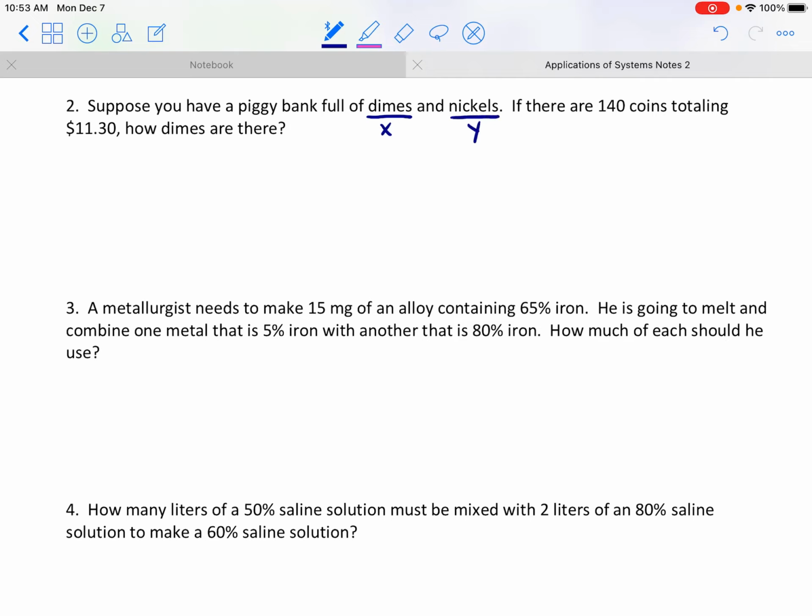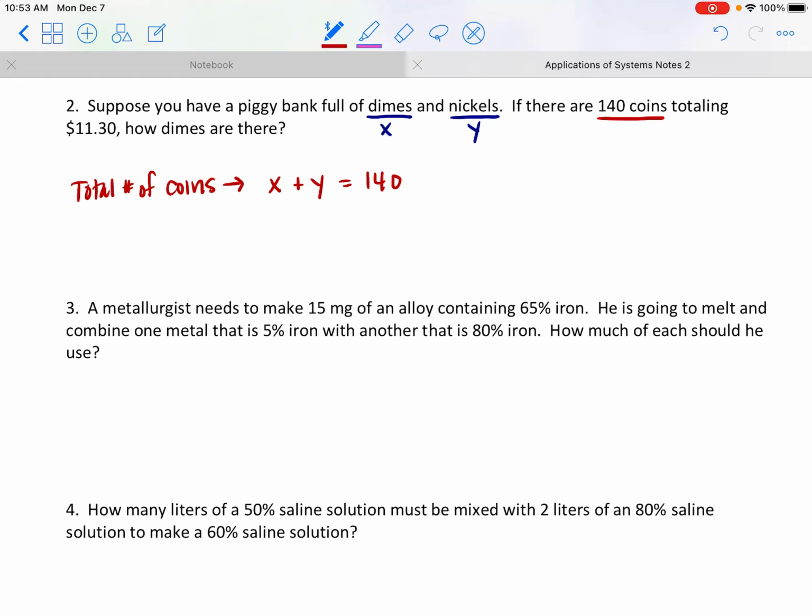How many dimes are there? How many nickels are there? Now again, we have to write two equations to solve for two variables, and we have to use the information that it's giving us. They're giving us information about the total number of coins. There are 140 coins total, so I'm going to write one equation for the total number of coins. I don't know how many nickels or dimes there are, but I know that the number of nickels and the number of dimes altogether is 140.